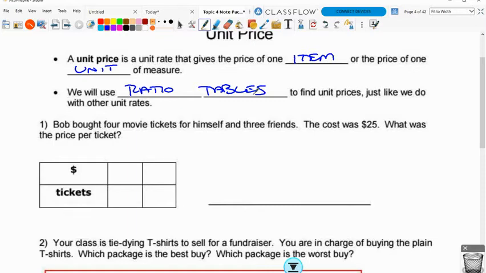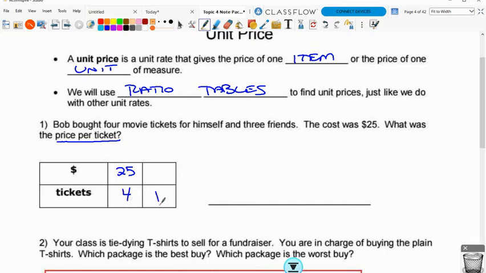We're told that Bob bought 4 movie tickets for himself and 3 friends. The cost was $25. What was the price per ticket? Right there, price per ticket is the unit price that we're looking for in this example. And so you can see our ratio table set up. We have our dollars on the top, we have our tickets on the bottom, and they told us that it cost $25 for 4 tickets.